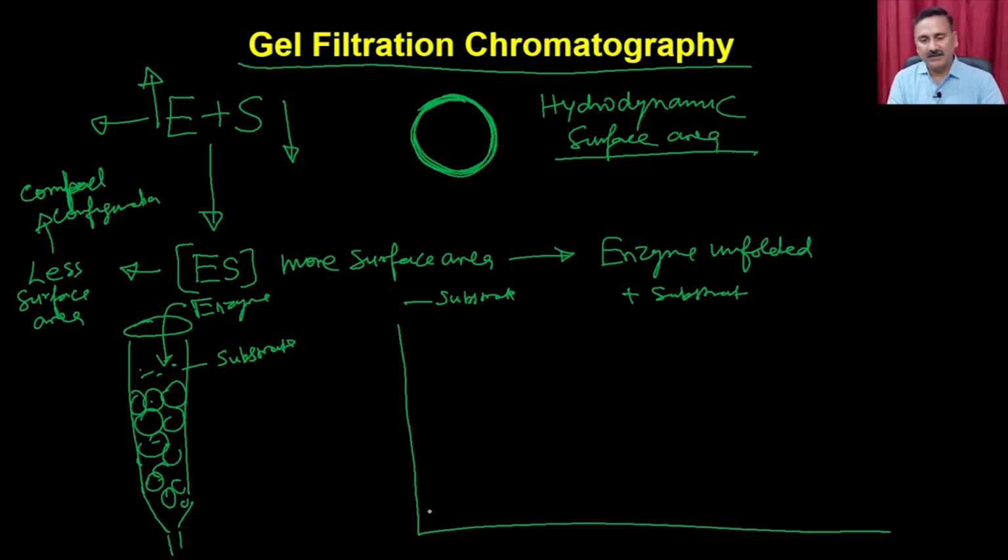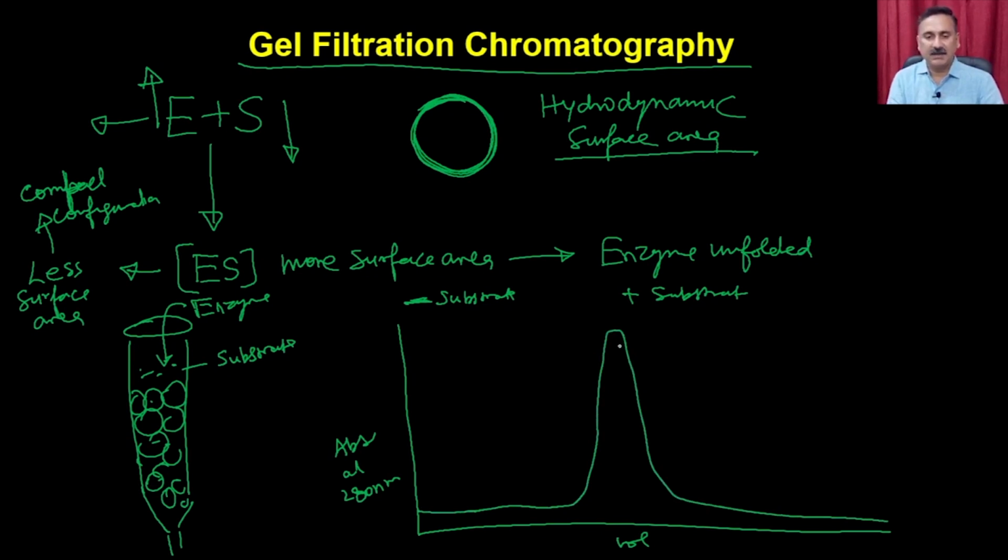When you see the chromatogram, it will look like this. This is the volume, and this is the absorbance at 280 nanometers. Initially you are going to do it without substrate, and it is going to give you a peak like this. Imagine that this peak is around 13, so this is a peak at 13 ml.